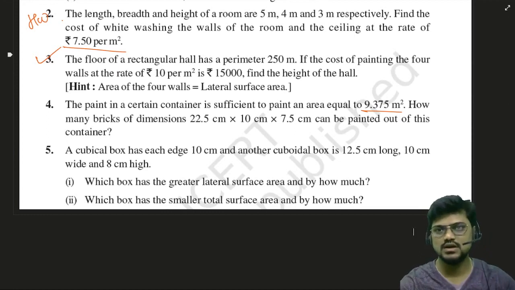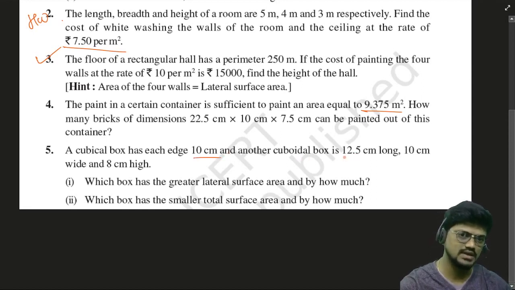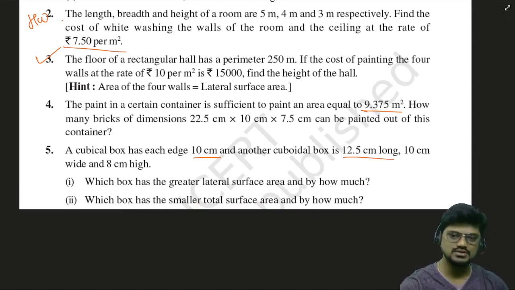The next is what they have given. A cubical box has each edge as 10 centimeter and another cuboidal box has these dimensions. Which box has a greater lateral surface area and by how much? Which box has a smaller total surface area and by how much? Okay, let's solve this.